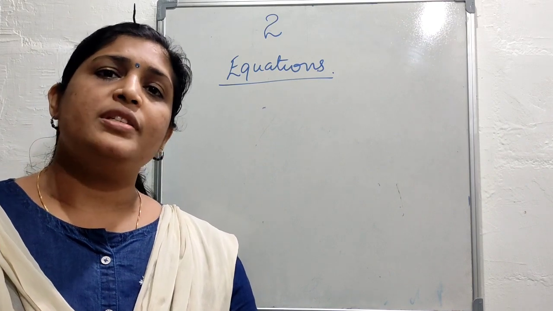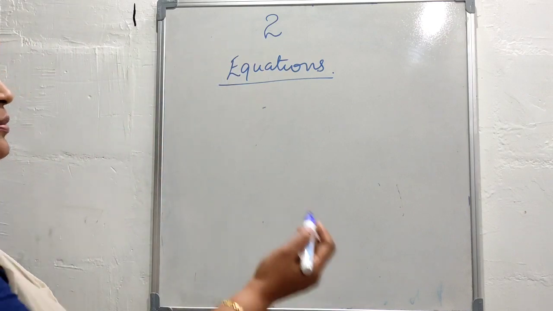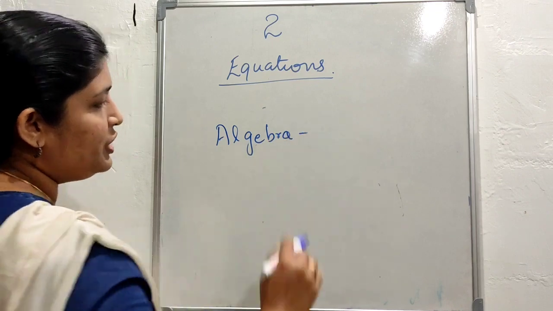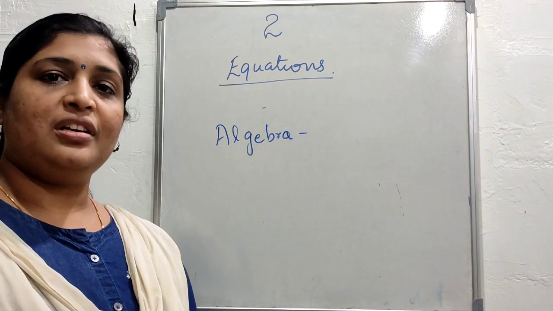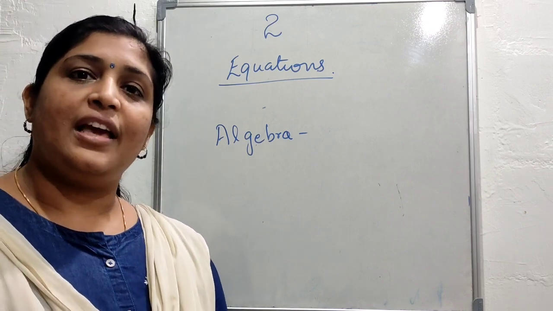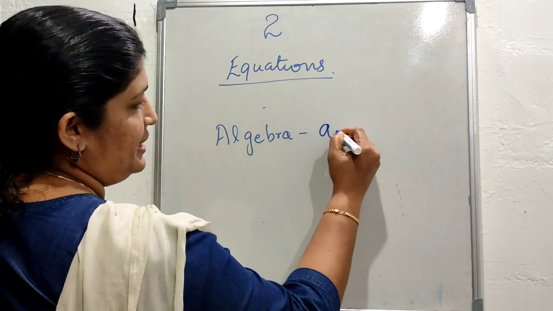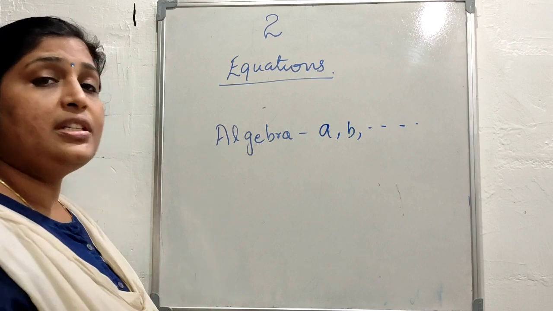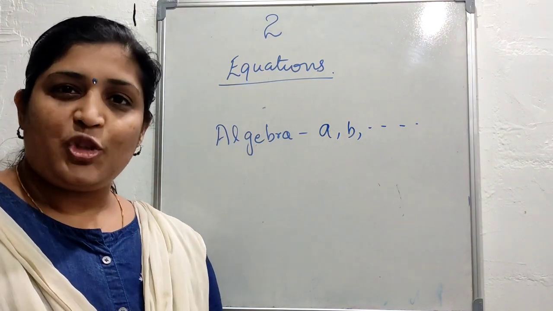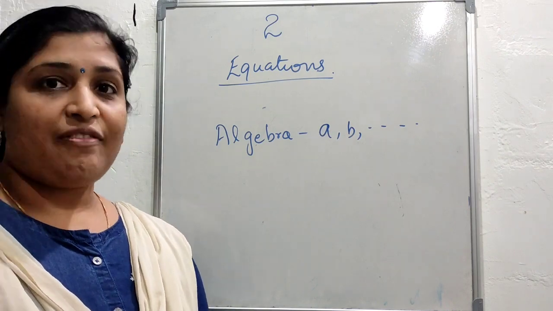So what is algebra? Do you know what is algebra? Algebra is a branch of mathematics which deals with numbers and letters. Letters means alphabets in the English language. Which are the alphabets in the English language? We know that. Yes, A, B, C, etc. are called English alphabets, right? So, algebra is a branch of mathematics which deals with numbers as well as alphabets.